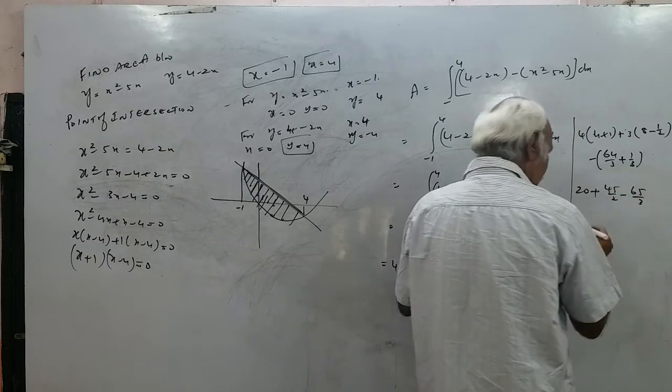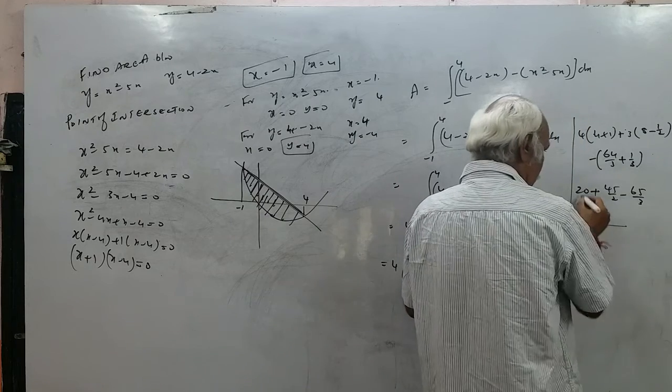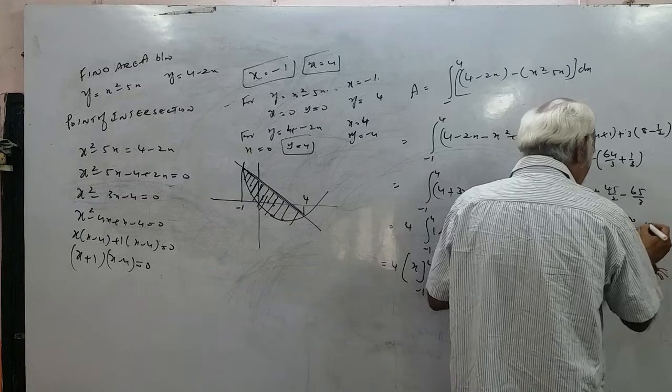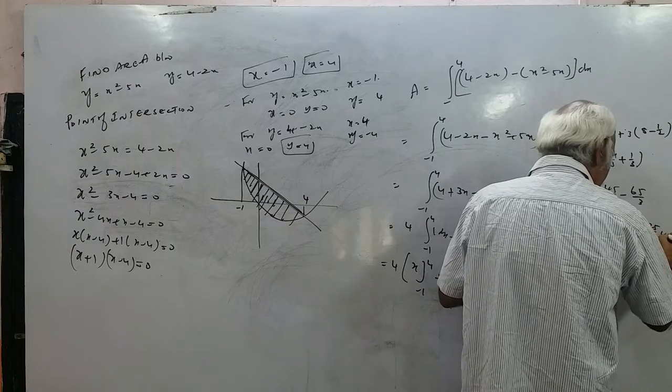Right? LCM is 6. So this becomes 135 minus 130 plus 120. So how much do we get? 125 by 6 units.